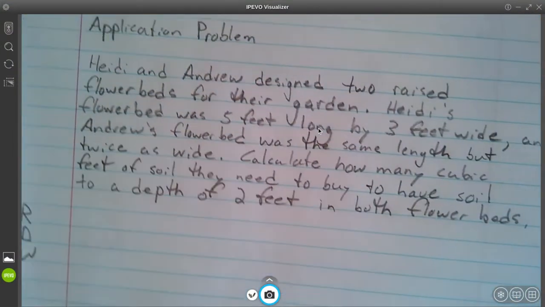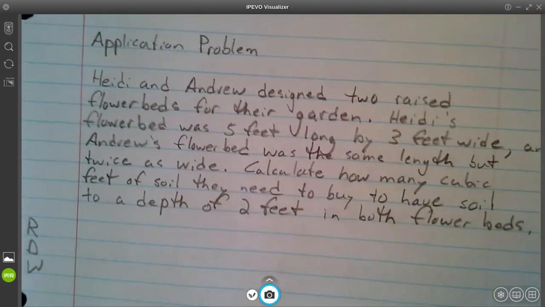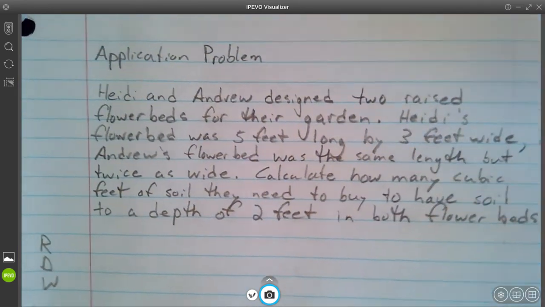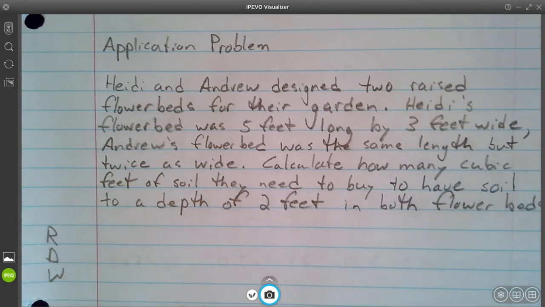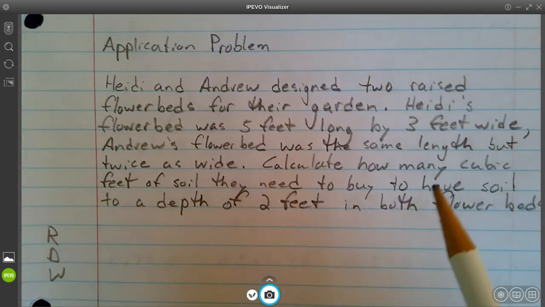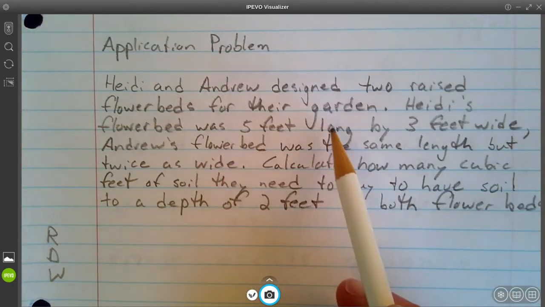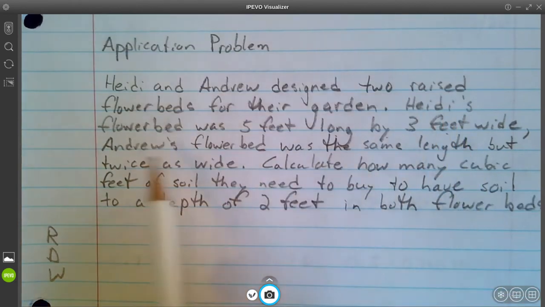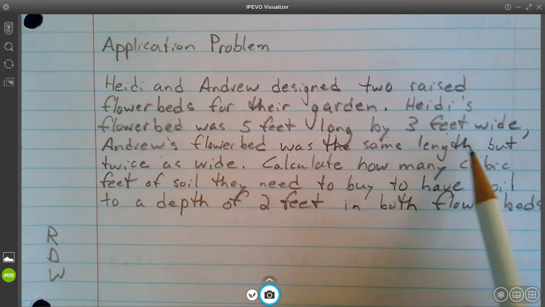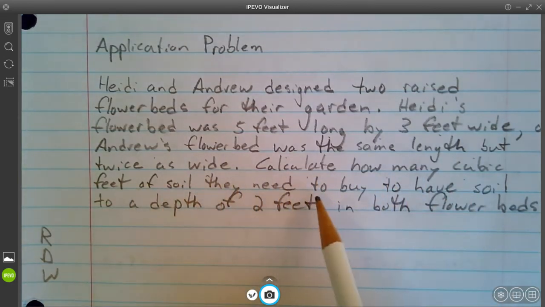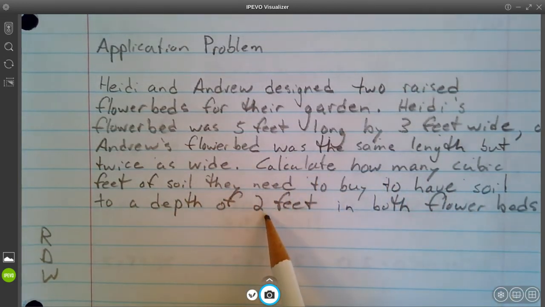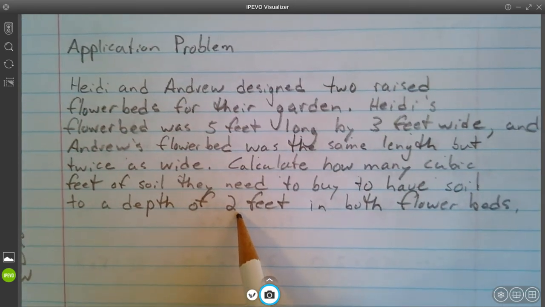Okay, application problem here. Heidi and Andrew designed 2 raised flower beds for their garden. Heidi's flower bed was 5 feet long by 3 feet wide, and Andrew's flower bed was the same length but twice as wide. Calculate how many cubic feet of soil they need to buy to have soil to a depth of 2 feet in both flower beds. All right.